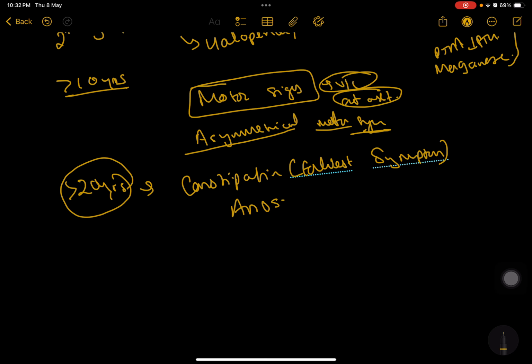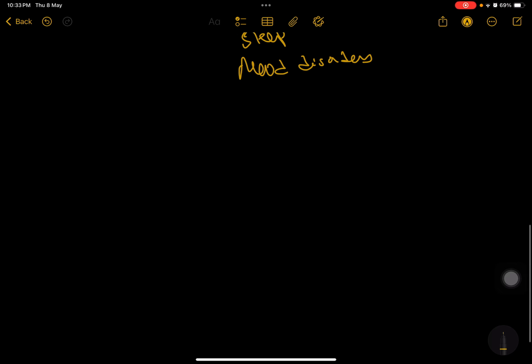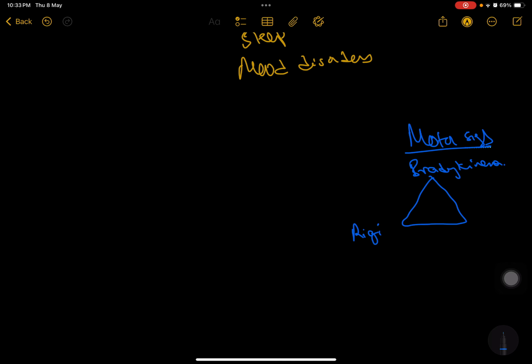There is anosmia, there is sleep disturbance, and there are mood disorders. So there is constipation, anosmia, sleep disturbance, and mood disorders, more than 20 years earlier than the motor signs. Please be clear on all this. So what are the different motor signs? The motor signs you can see are bradykinesia, rigidity, and resting tremors.